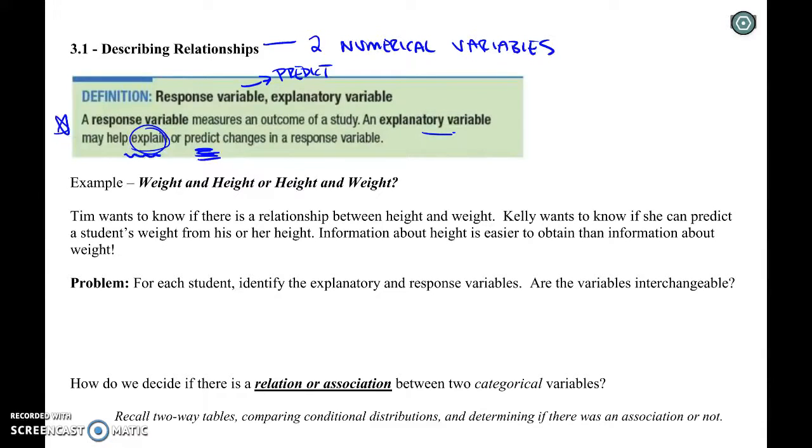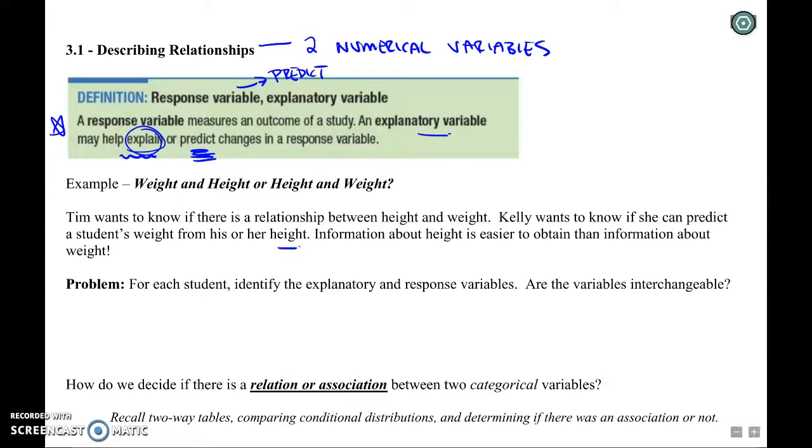Example, height and weight, or weight and height. Tim wants to know if there's a relationship between height and weight. Kelly wants to know if she can predict a student's weight from her height. So she wants to use heights to predict weights. For each student, identify the explanatory and response variable. Are they interchangeable? Well, for Tim, it doesn't really matter. He just wants to know if there's a relationship.